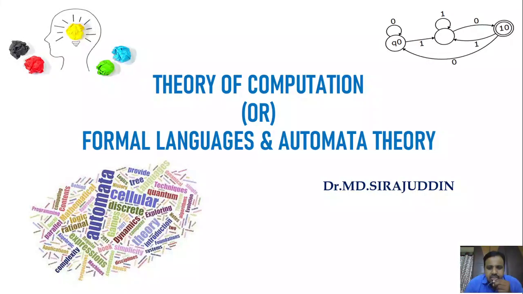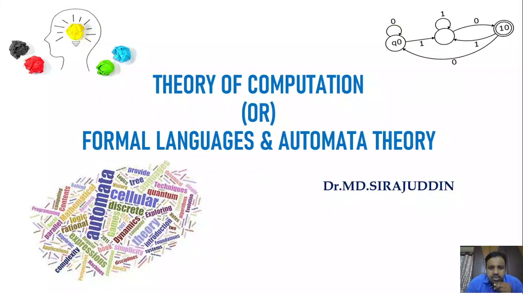Welcome to session 7 of Theory of Computation or Formal Languages and Automata Theory. In today's session, we are going to discuss how to convert an NFA with epsilon moves into an NFA without epsilon. In short, we are going to learn about the conversion of NFA with epsilon into NFA without epsilon.